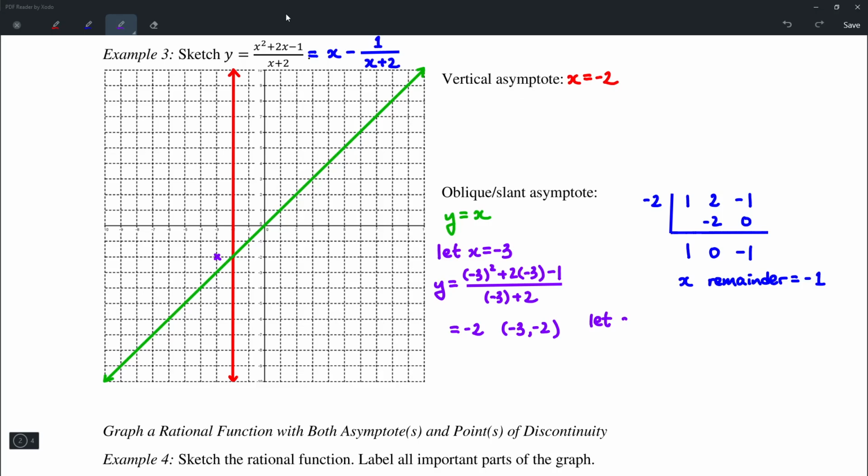So now we can let x equal negative 1 on the right-hand side of the asymptote. So y is going to be equal to negative 1 squared plus 2 times negative 1 minus 1 all over negative 1 plus 2. Oops, sorry about that.